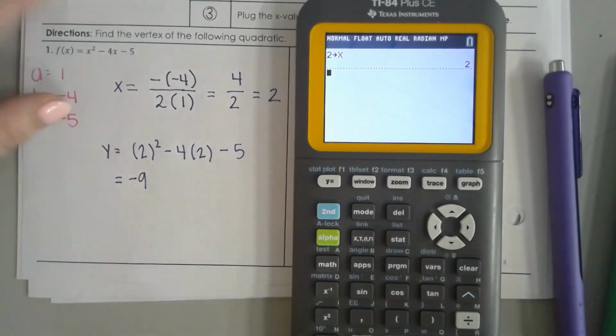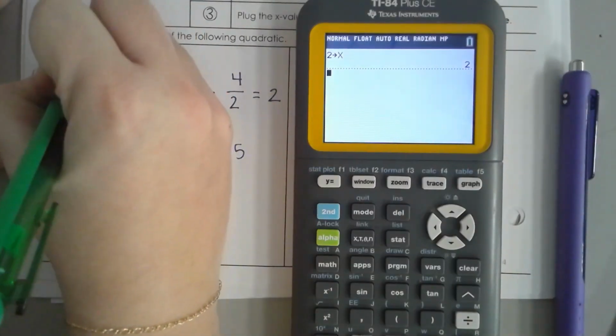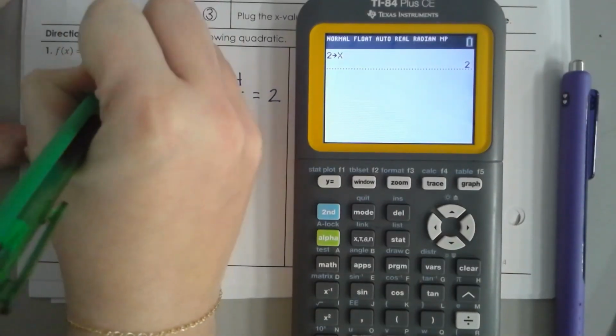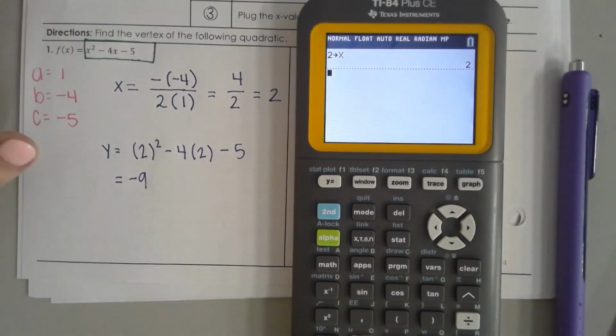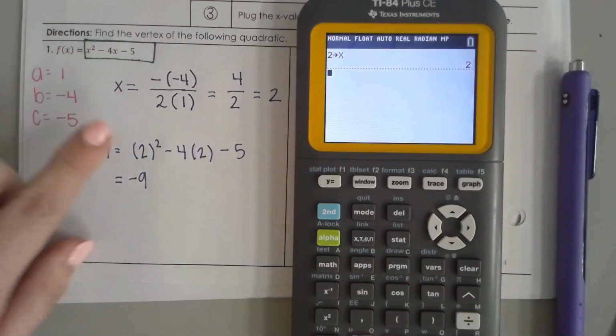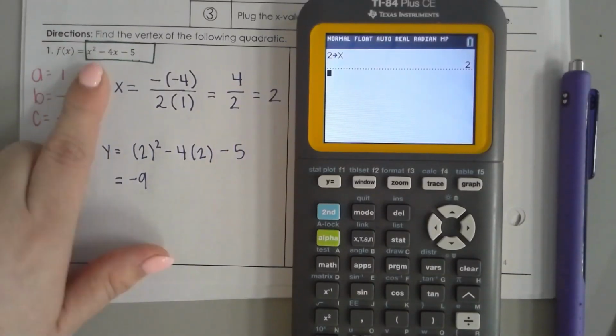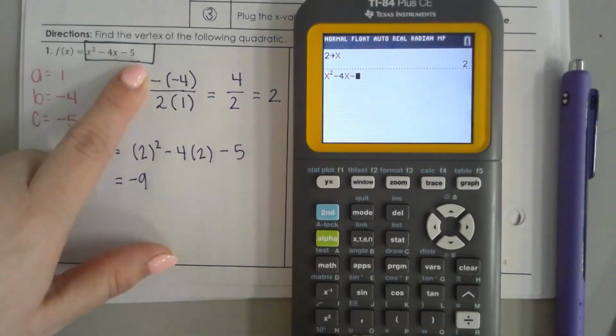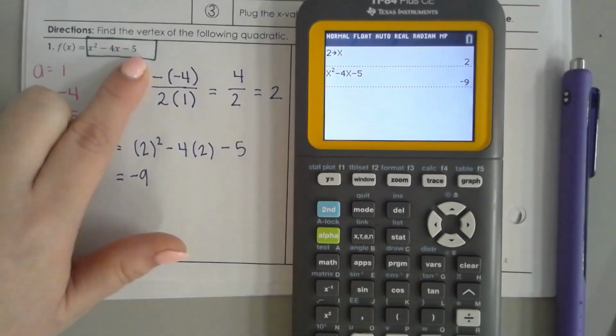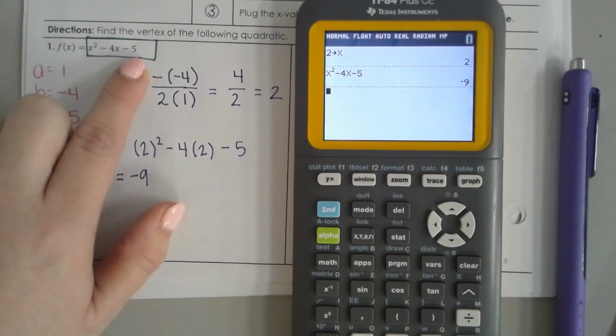And then what I'm going to do is type in my equation exactly as it's written. Don't try to think about, well, I can take this negative off. No, type it in exactly as it's written. X squared minus 4x minus 5, and hit enter. And you get -9.